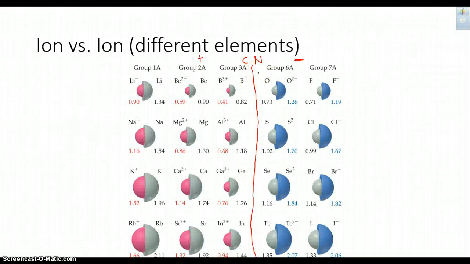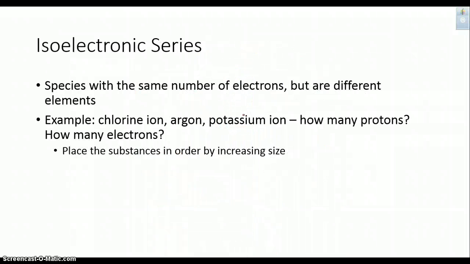Oh, by the way, this is a very common question that I've seen, and people like to see this too. So make sure you guys understand how that works. Moving on, isoelectronic. This is a pretty straightforward concept. Iso meaning the same, obviously, and electronic refers to the electron. So this is basically saying species that have the same number of electrons but have different elements.